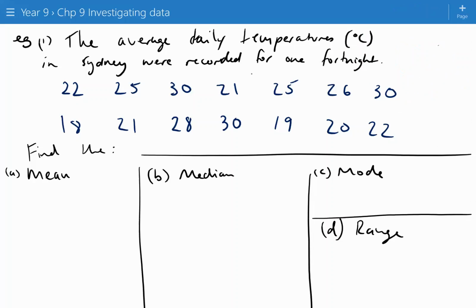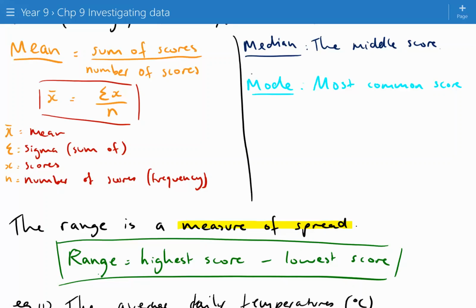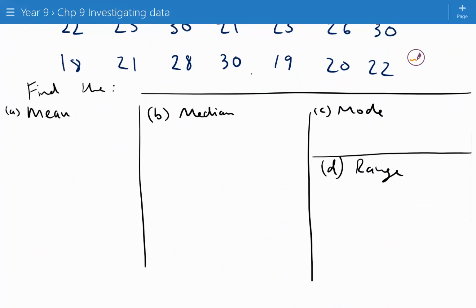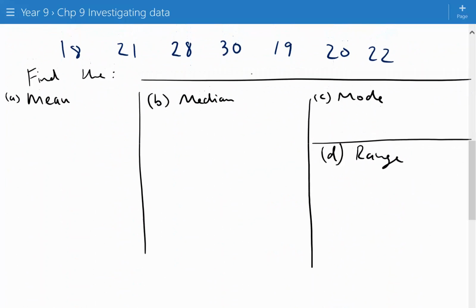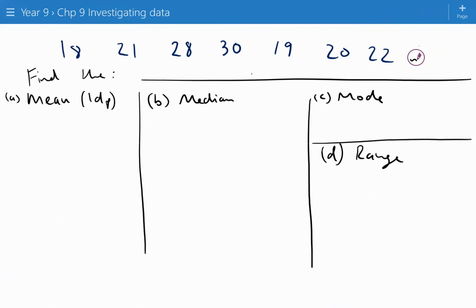So the mean, how do we find the mean again? Let's just go back up here. It's the sum of all the scores divided by the number of scores. So for the mean, let's answer the mean. Let's say 1 decimal place, okay?